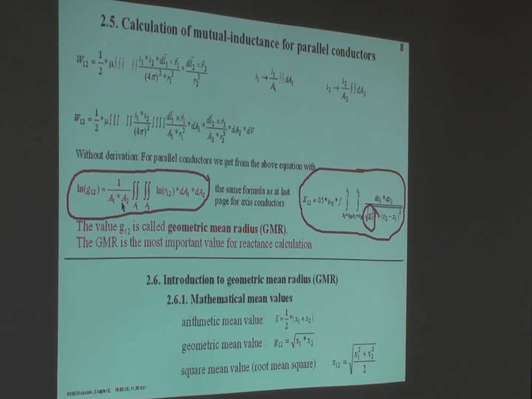I think we have to do the theory about mean values. I explained here 3 mean values. Only important here is the geometric mean values. What is arithmetic mean value? If you have 100 and 120, the mean value is 110.